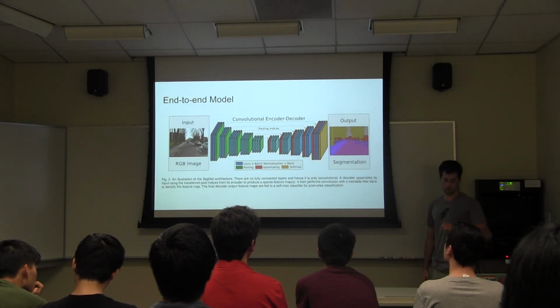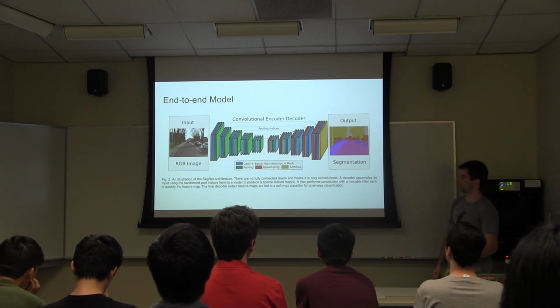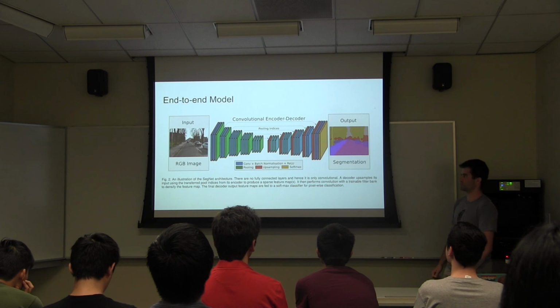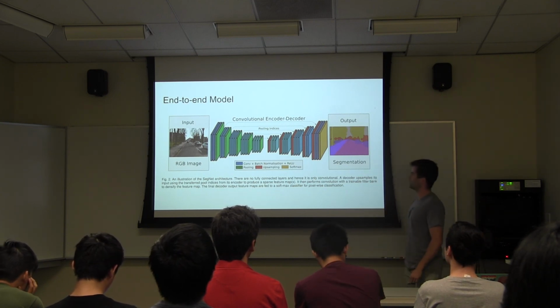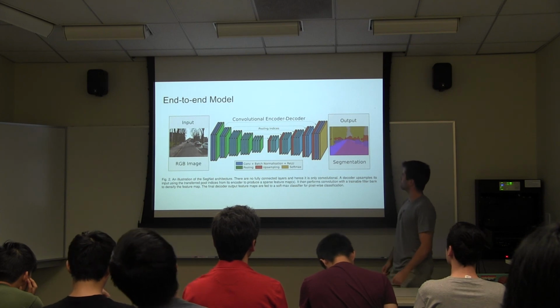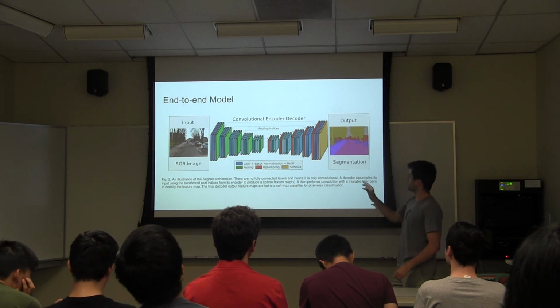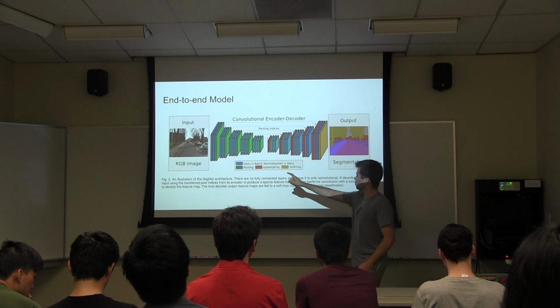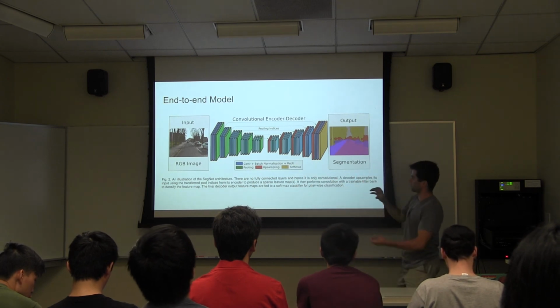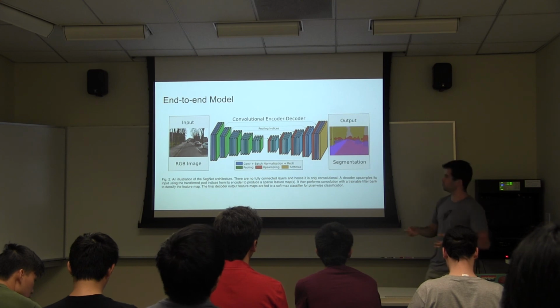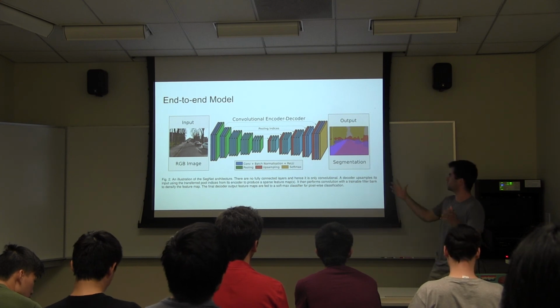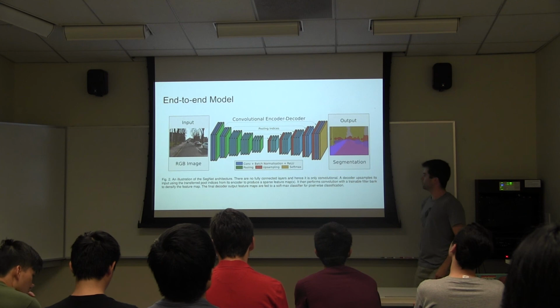So I took a neural network approach to this. My first approach was to build an end-to-end model. Probably not the best idea, but this is what it should look like. I do have some additional things that I put in here. So we have convolutional layers that encode your image into some smaller representation of what you can initially see, and then you decode it out into your segmentation.